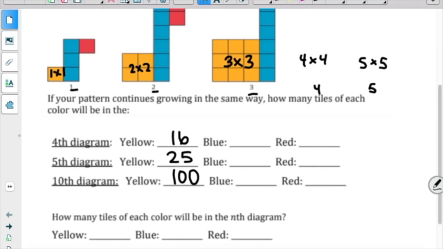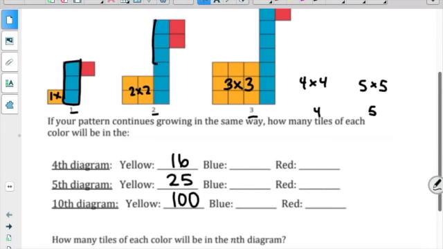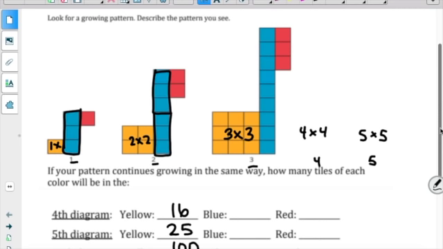Take a look at the blue. In the first diagram, there's 3. In the second diagram, it looks like 2 3s, so 6. In the third diagram, we have 3 3s, so 9. So in the fourth diagram, we would have 4 3s. And in the fifth diagram, we would have 5 3s.